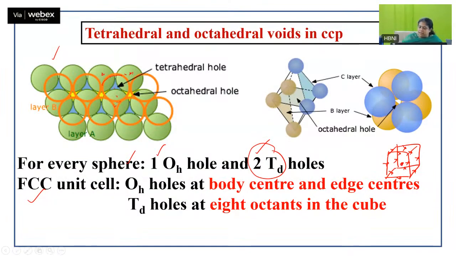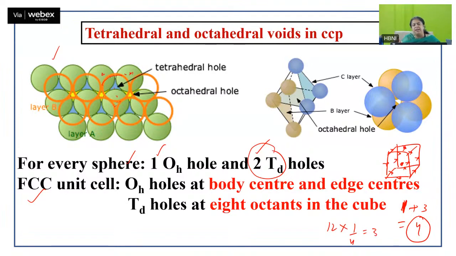So the one at the body center is contributing entirely. So that contributes one octahedral hole, and the one at the edge center, one edge is shared between four cubes and there are 12 edges. So 12 into 1/4, that is 3. So we have 4 octahedral holes. And it is very obvious because an FCC unit cell has 4 lattice points, one octahedral hole per lattice point, so there have to be 4 octahedral holes.